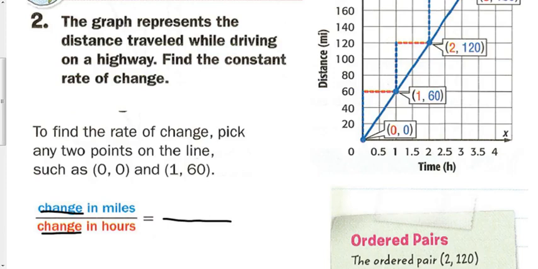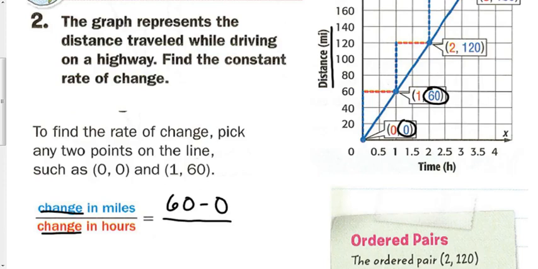Well, the miles are represented by our y-axis here, distance right there. So in (0, 0) and (1, 60), that would be 0 and 60. So what we want to do is find out how much change occurred there. So we're going to subtract those two. We're going to subtract 60 and 0. So that would be 60 minus 0.